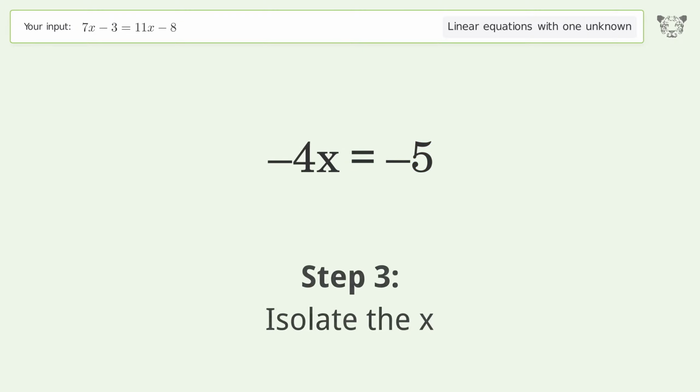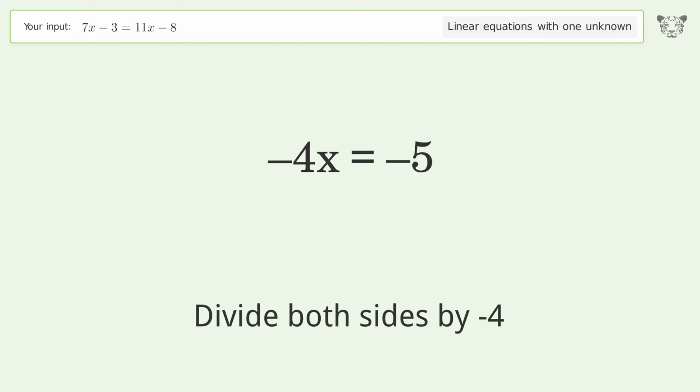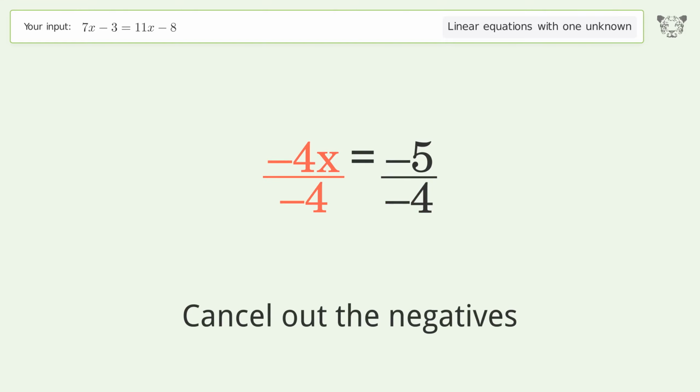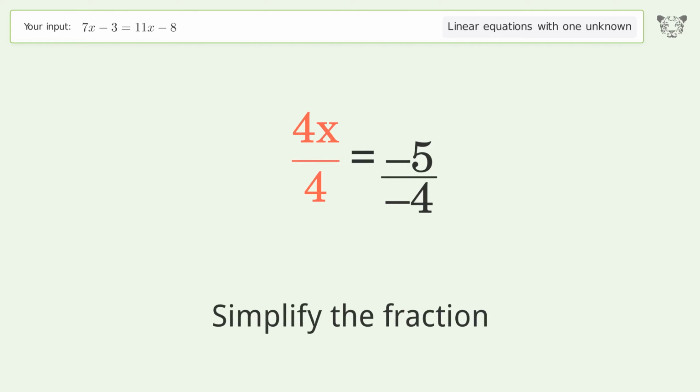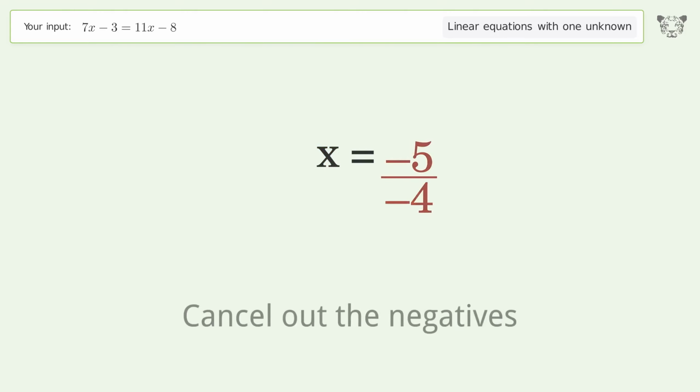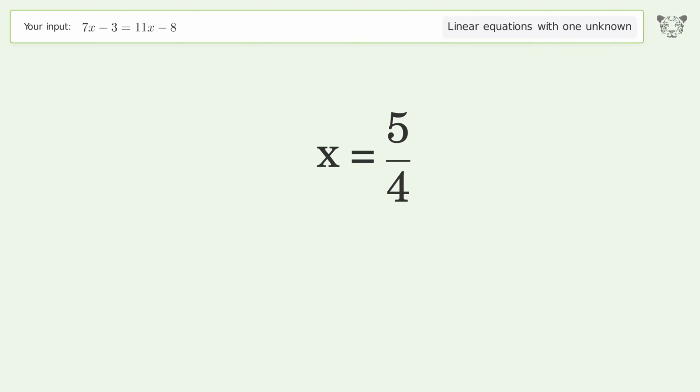Isolate the x. Divide both sides by -4. Cancel out the negatives. Simplify the fraction. Cancel out the negatives. And so the final result is x equals 5/4.